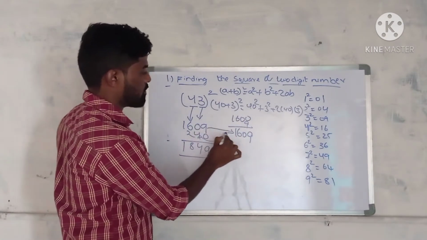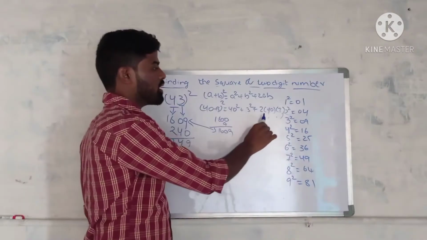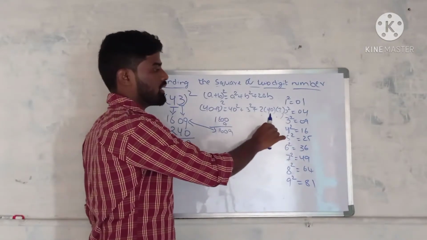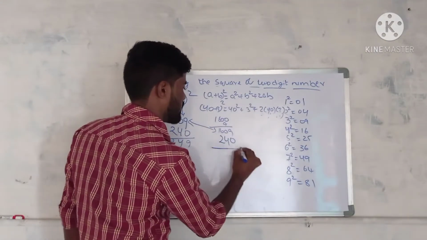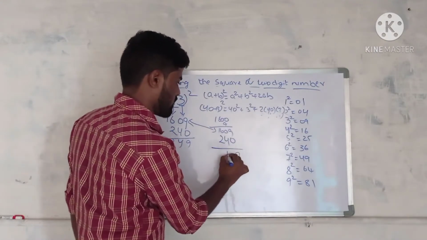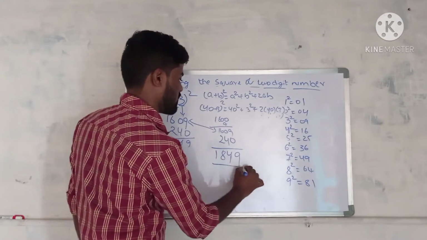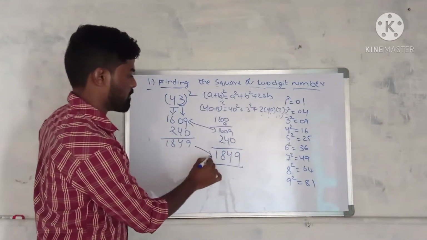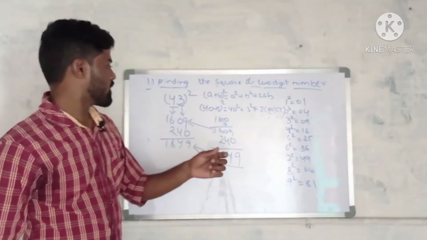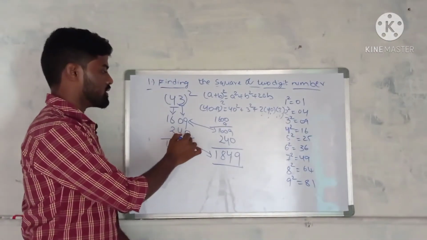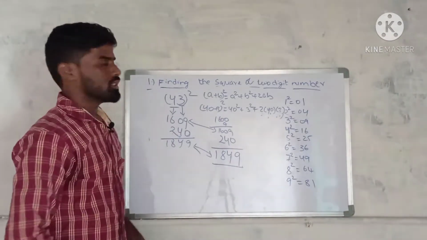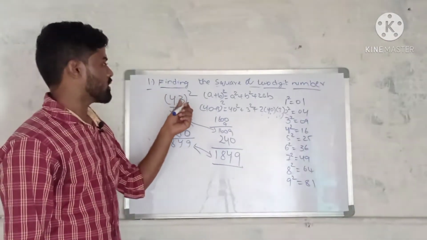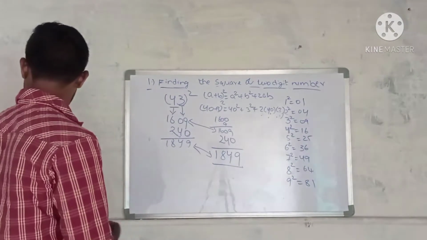Next 2ab is 2 into 40, 80, 80 into 3, 240. Add this. The answer is the same. Now everyone understood why we kept 0 at the end of this number. This trick is applicable for any 2-digit number. Let's solve some more examples.